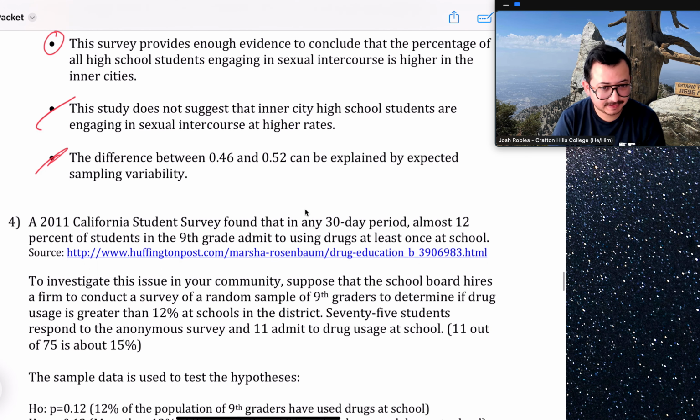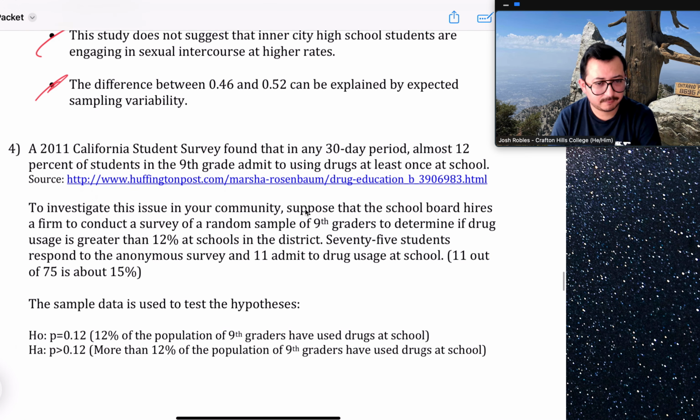Okay, I think there's at least one more. These are some of the best examples because we're not focusing on the calculation so much. It's how do we interpret the results. Okay, we're going back to the slightly different survey. Okay, so 2011 survey, in any 30-day period, almost 12% of students in the 9th grade admitted to using drugs at least once at school. So there are a bunch of bad kids in these examples.